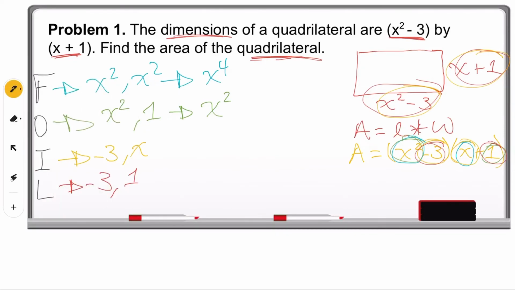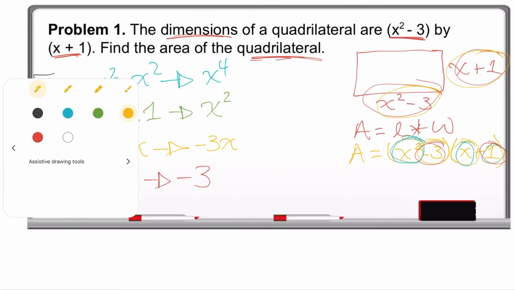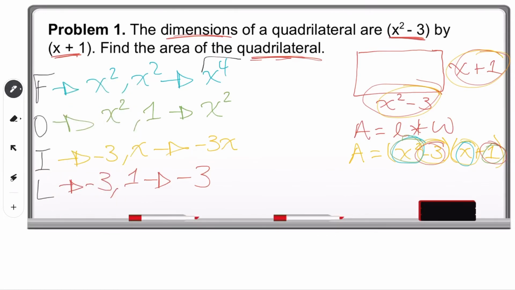And for our inside terms, we have negative 3 times x, which is negative 3x. And last but not least, we have negative 3 times 1, which is negative 3. Pay attention to your signs when you're multiplying. So as usual, we're taking all of our terms and adding them together. So I'll bring down my x to the higher power 4 plus x squared minus 3x. Remember, we don't like double signs, so if it's a positive next to a negative sign, we just put a minus sign. And we bring down our negative 3.